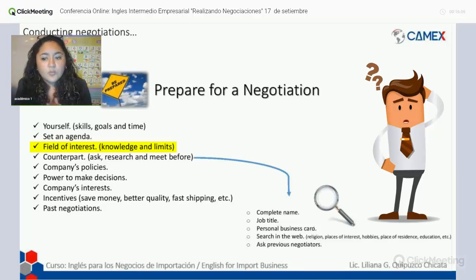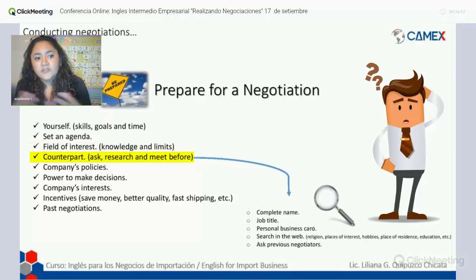So then we have to know about the counterpart. In this case, what does it mean? It means to ask, research, and meet a person beforehand. For example, if I know that I'm going to have a negotiation with, let's say, Jose Perez, who is from China, I have to know who Jose Perez is. So I have to call the company. In this case, maybe it is my client or maybe my supplier. So I have to call them and ask them, who am I going to be in negotiation with? What is his name?